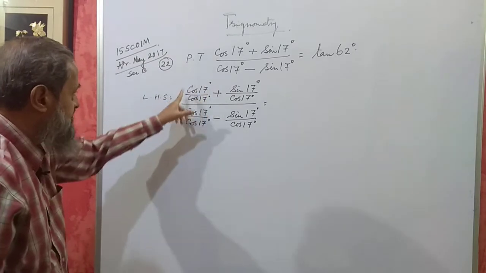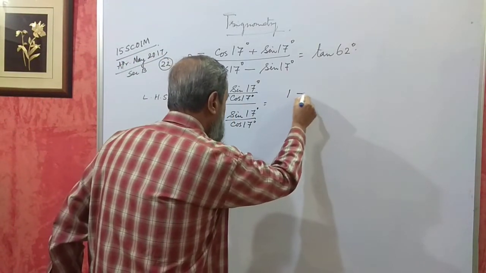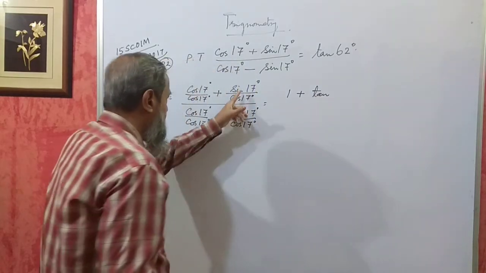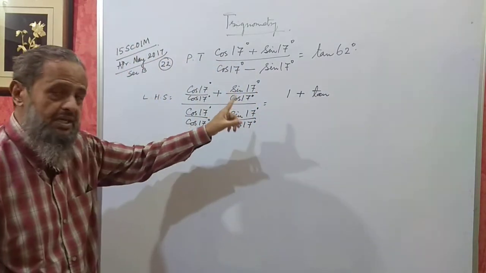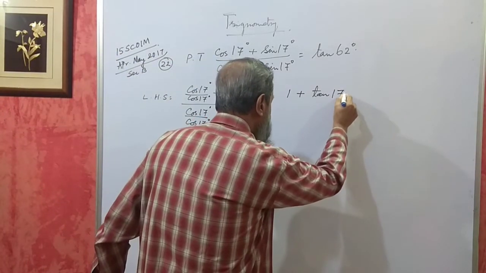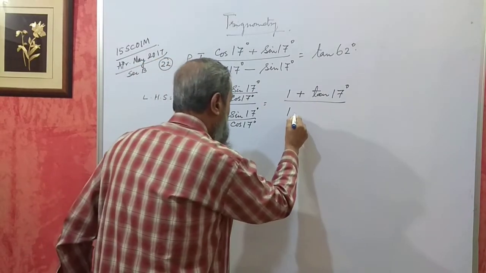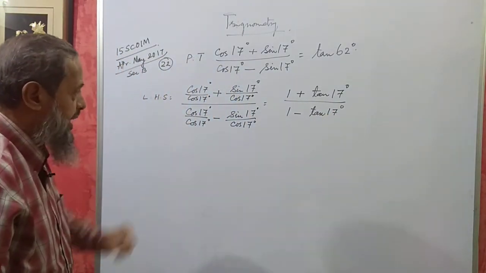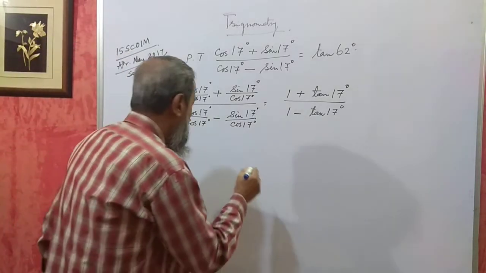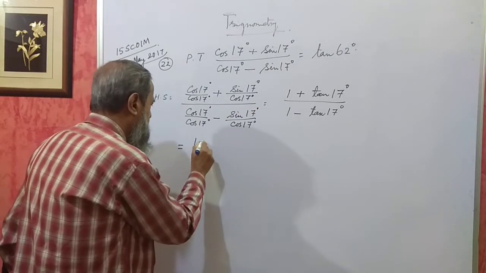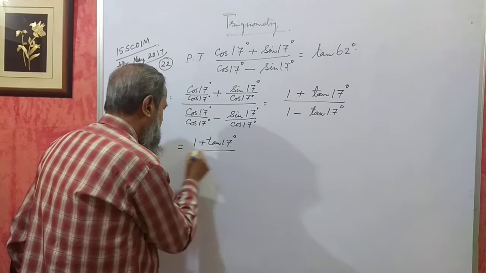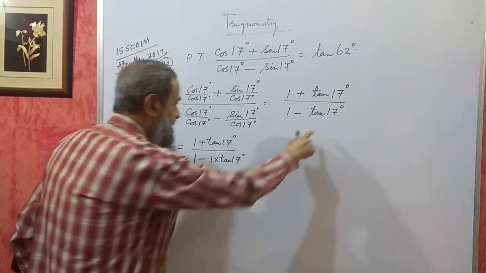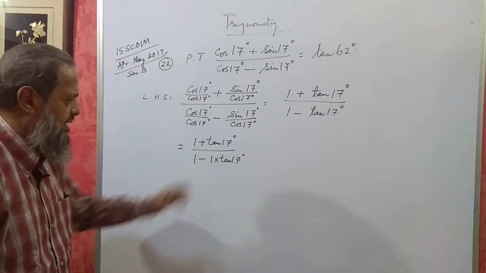Now cos 17 by cos 17 will be 1. Sin theta by cos theta is tan theta. So sin 17 degree by cos 17 degree will be tan 17 degrees divided by 1, minus tan 17 degree. Now what I do is, see, this can be written as 1 plus tan 17 degree divided by 1 minus 1 into tan 17 degrees. If I multiply this by 1, nothing is going to change. It remains as it is.